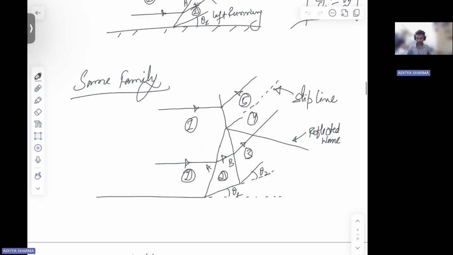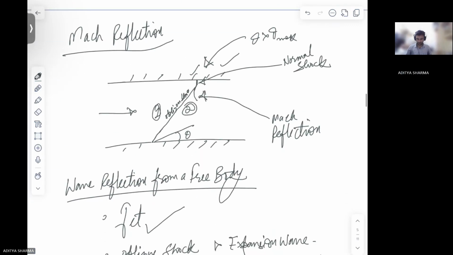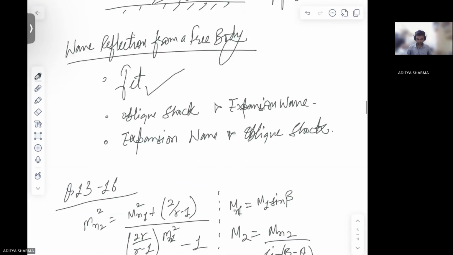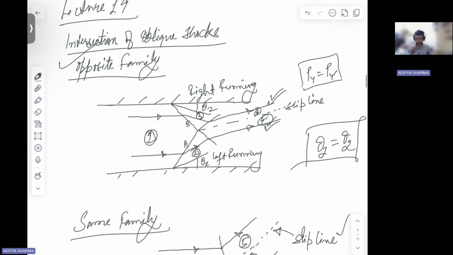So for same family of oblique shocks, we see here the concept of slip line has been introduced. Okay. Then here you see for opposite family, left running and right running oblique shocks, for that you have this slip line concept. And why was this slip line concept introduced? Because there were entropy differences.